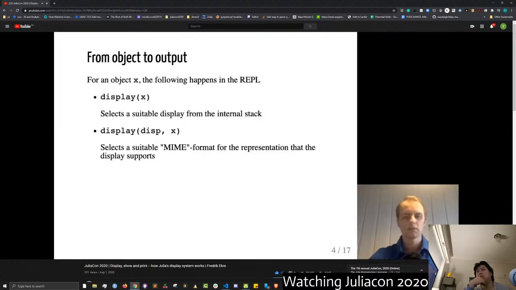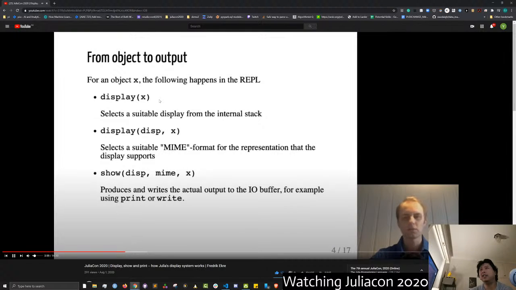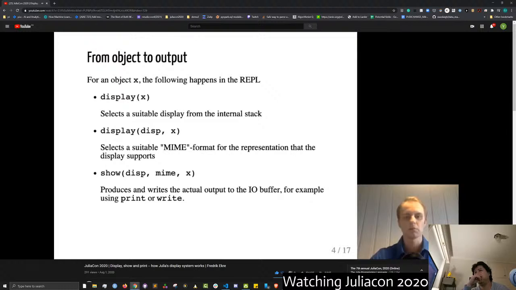This display selects something called a MIME type, which is a representation of the object that the display itself supports. For example, the REPL only supports text output. And then the last function in the chain is generally show. The show function is usually the one that produces the output and writes it to an IO buffer. So in this case, we would produce output of x for the given MIME. In the REPL, this would usually be text output.